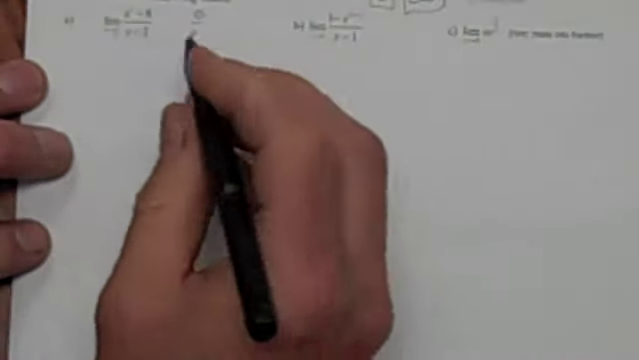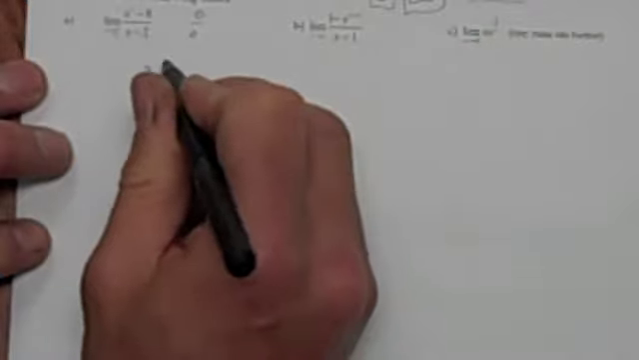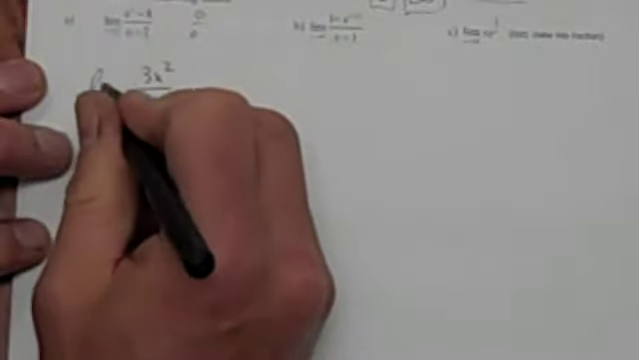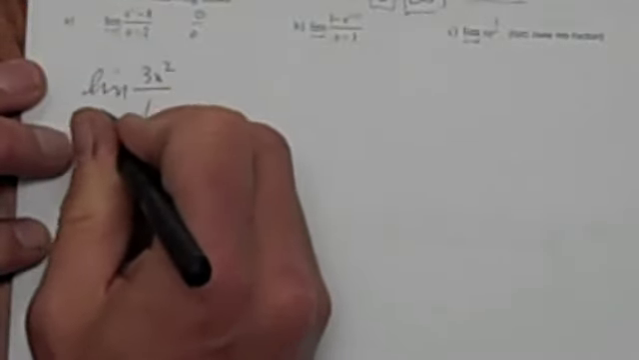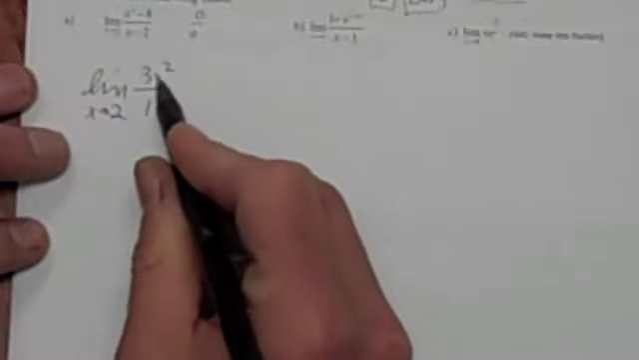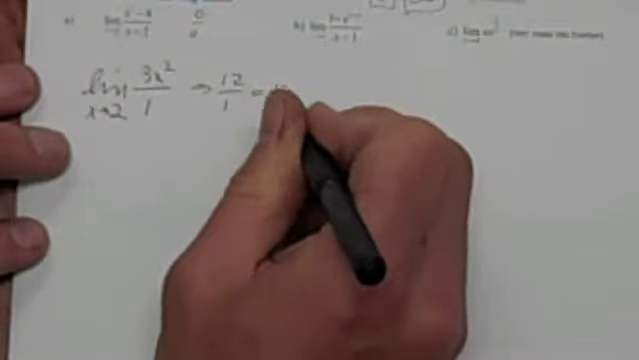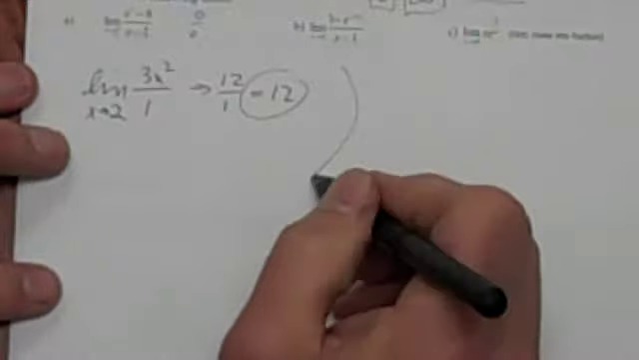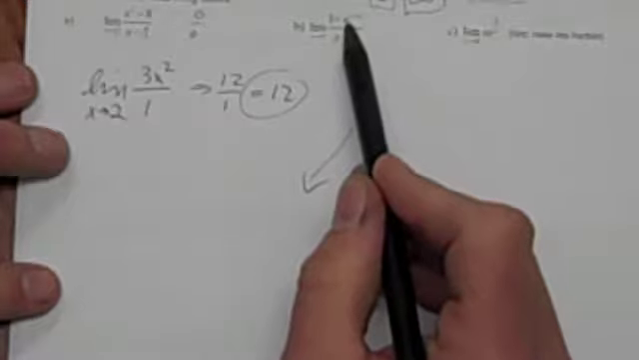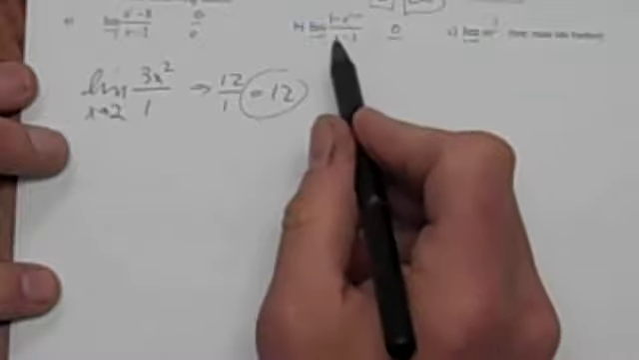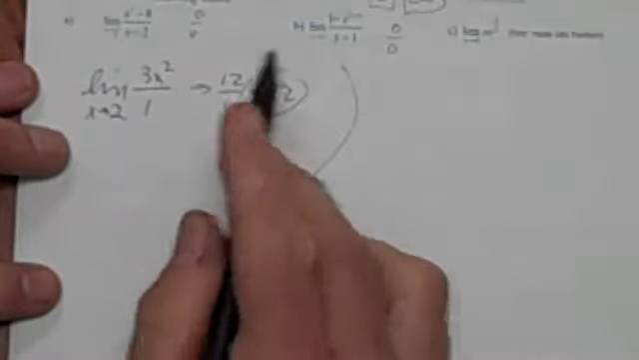I take the derivative of the top, and I get 3x squared over 1 when I take that derivative. So I get the limit now as x approaches 2. Well, I can just plug in 2, and I'm going to get 12 over 1, which equals 12. So that is my limit. It approaches 12. This one here, again, if I plug in 1, I get e to the 1 minus 1, which is e to the 0, which is 1. 1 minus 1 is 0. So this again is 0 over 0.